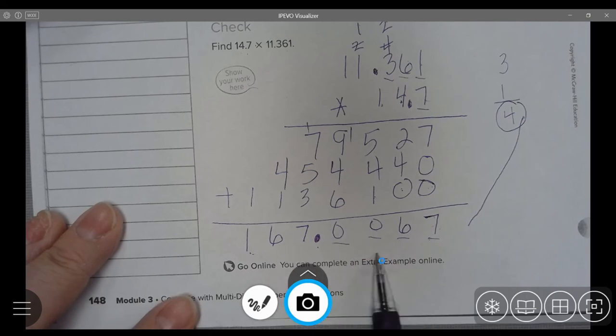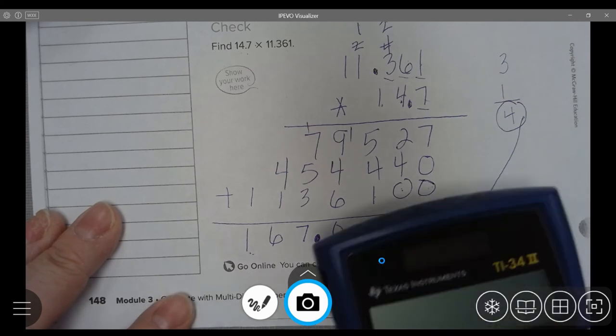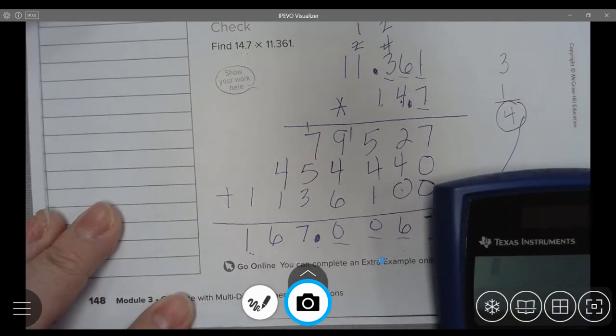If I take a look at this, this would be a strange answer, but it is the right answer because I can go ahead and check it on my calculator. So let's check.